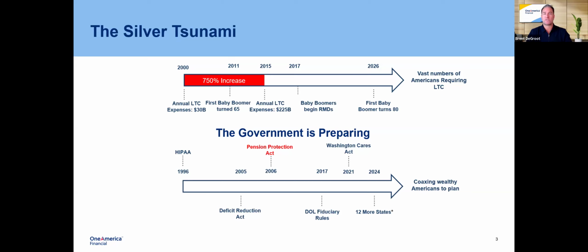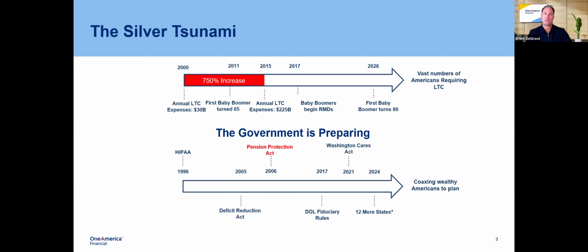Very interestingly, if we look at where long-term care claims generally start, they're somewhere between 80 and 85. Well, many of you probably already know that on January 1st of 2026, so just next year, not even a year away, the first boomer is turning age 80. With 10,000 of them turning 80 every day thereafter, we know that this age wave, this silver tsunami is coming.